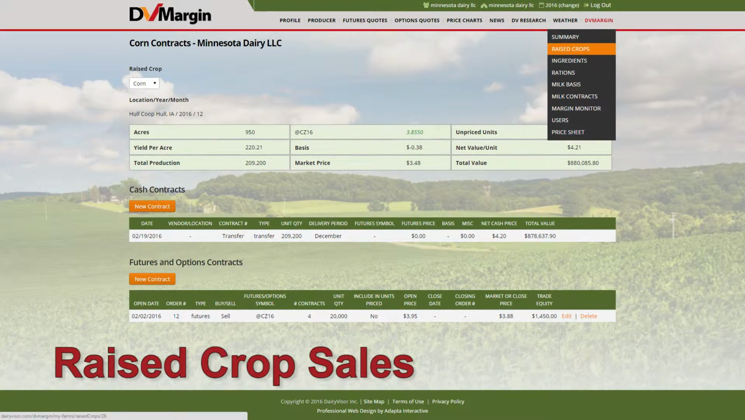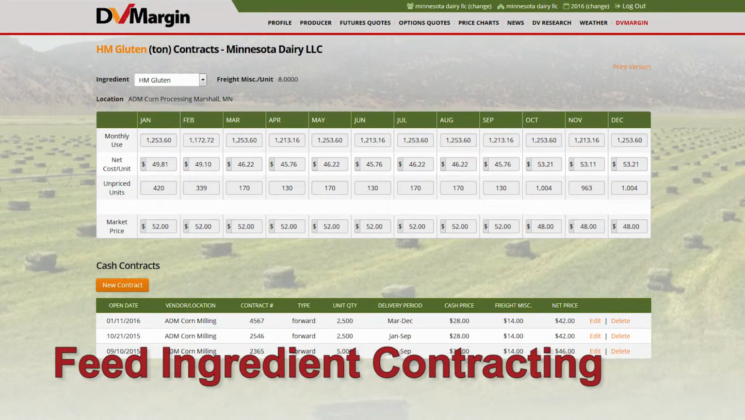The Raised Crop Sales Contracting section positions equity in existing contracts for physical delivery of raised crops. Monitor the value of raised crops throughout the production cycle as it's being stored while you wait for better market opportunities.